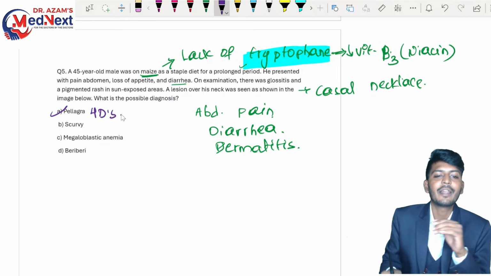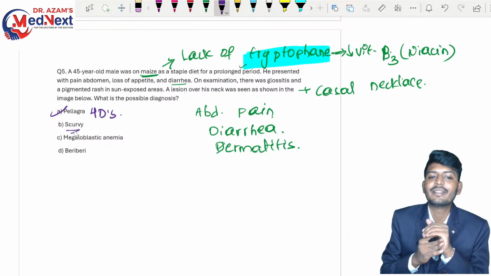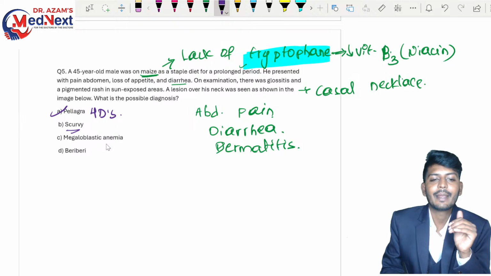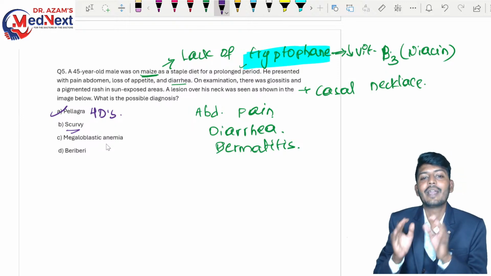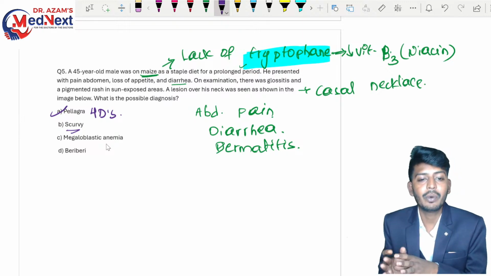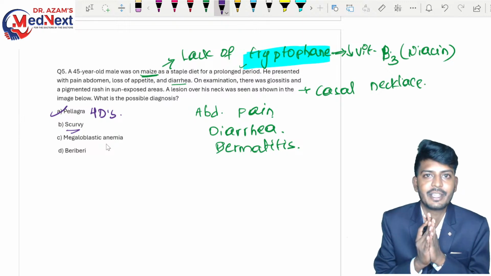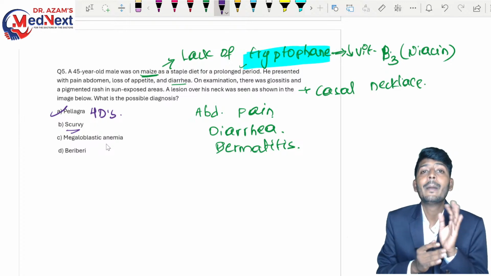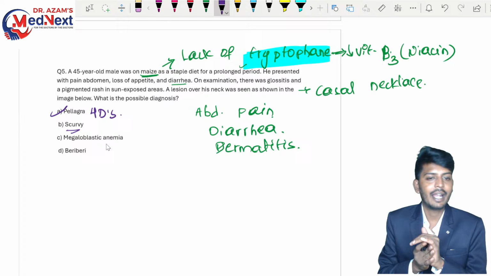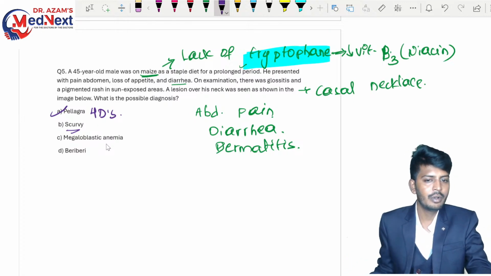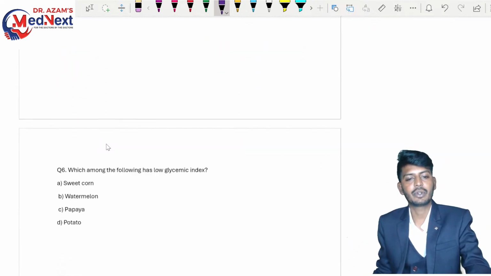Scurvy किस चीज की वजह से आता है? Vitamin C deficiency. Megaloblastic anemia is highly likely due to deficiency of either B9 or B12, and beriberi आता है B1 deficiency. Beriberi also has subtypes such as dry beriberi and wet beriberi. ठीक है बच्चों? चलिए, let's go to the next question.